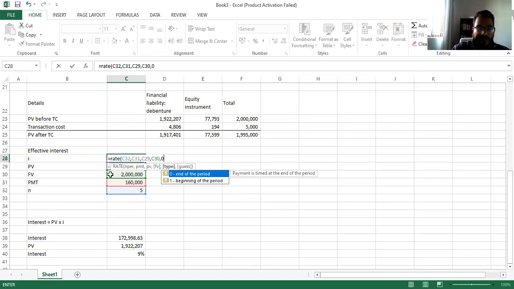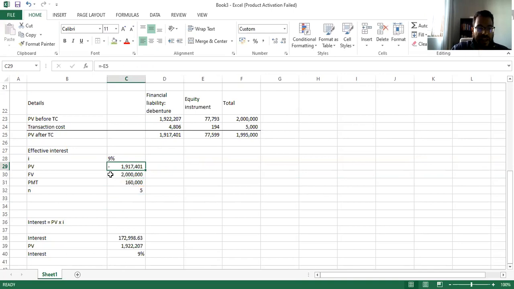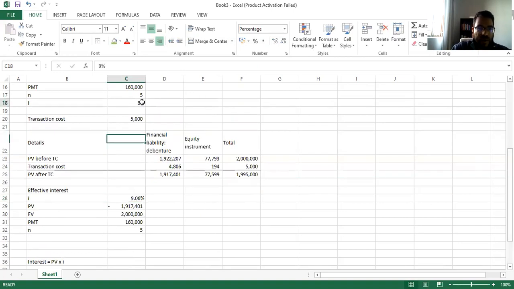So I select 0. Remember, when you work out the interest rate in Excel, Excel wants you to put in a guess. So you can make up anything. I always just use 10%, just so you do not think about it. So there we go. The effective interest rate is that. And you see it's slightly different: 9.06, where that is 9%.